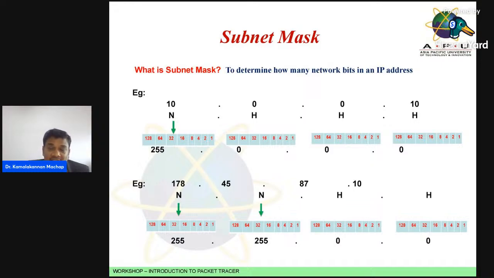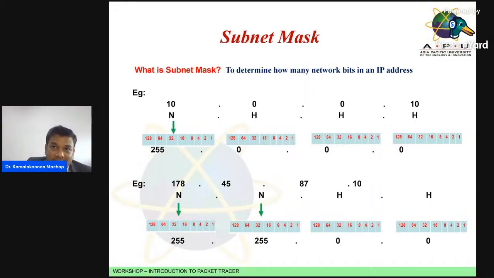So in the subnet mask, wherever there is a network bit, please apply 255. And wherever there is a host, please apply 0. This is the shortest way to do the subnet mask.